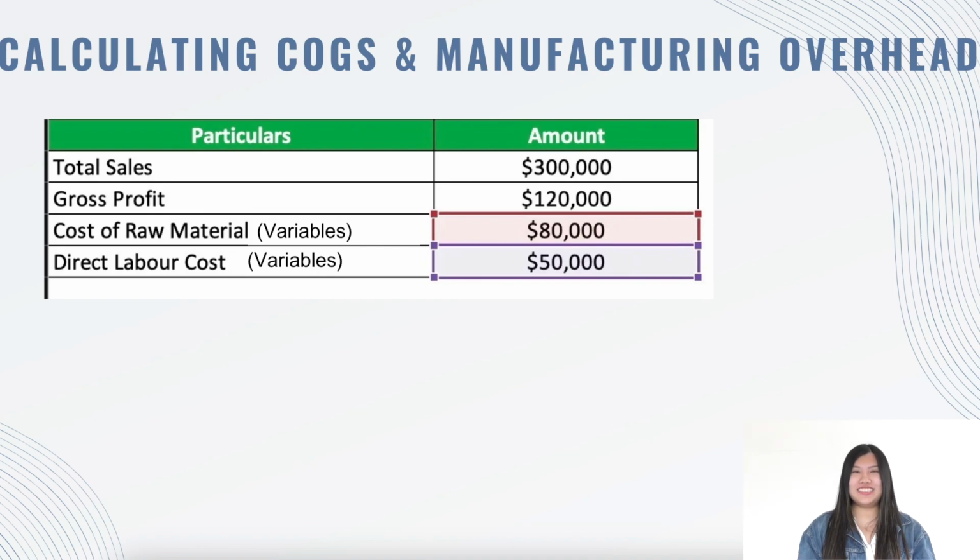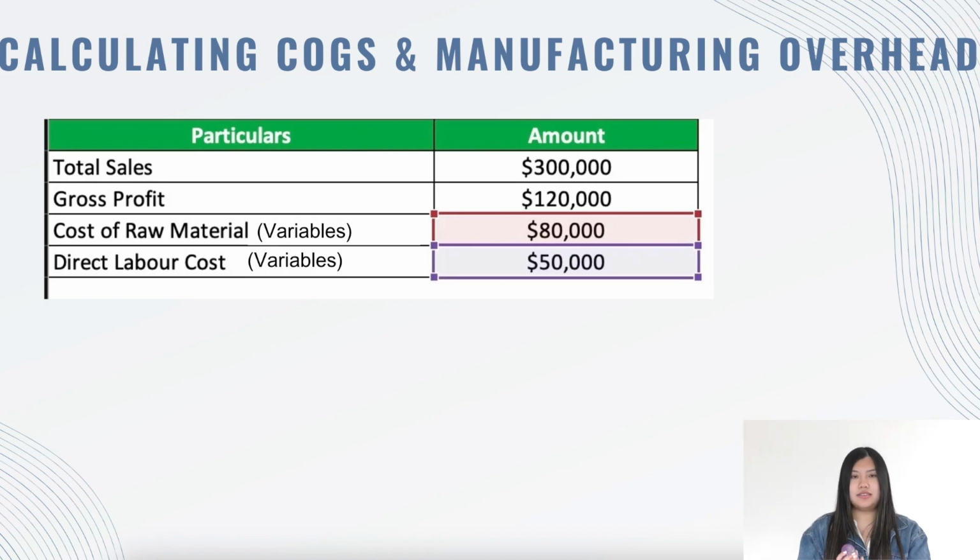fluctuations. For this slide, we're going to do an example to show how this works. Let's say this owner owns a cookie bakery. In this slide, there are particulars and amounts. Their total sales are $300,000. Their gross profit is $120,000. The cost of raw materials is $80,000, and direct labor costs are $50,000.